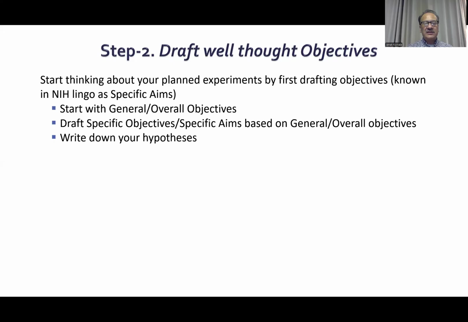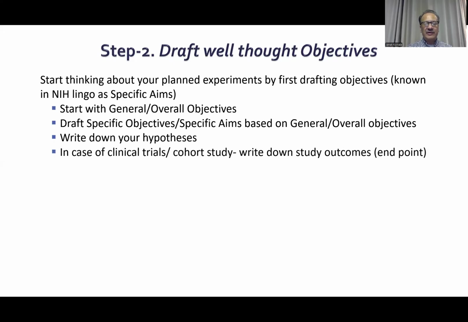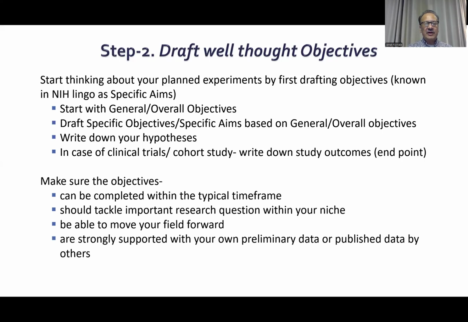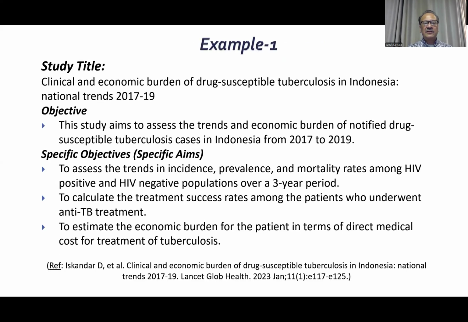Write down your hypothesis. If it's hypothesis-driven research, you write a hypothesis; you don't have to write one if it's just a prevalence study or something like that without a hypothesis. In the case of clinical trials and cohort studies, write down study outcomes or endpoints, and then make sure the objectives can be completed within a typical time frame that is available to you. And the objective should also tackle a research question that you can handle or that is within your niche, and be able to move your field forward so that it will be acceptable for publication later on, and supported by preliminary data or published data.